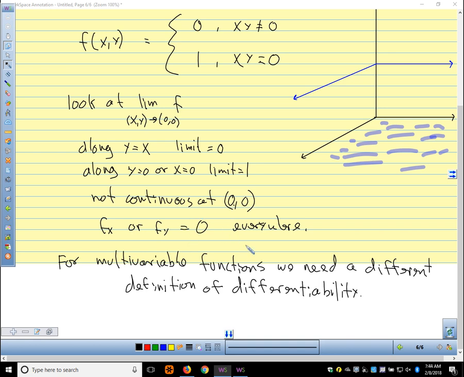And I'm just going to back up here to take care of Michael's little quibble. I'm going to say f sub x or f sub y equals 0 at (0, 0). So our derivative is equal to 0 at that point. So the derivative exists at that point, but the function is not continuous at that point.